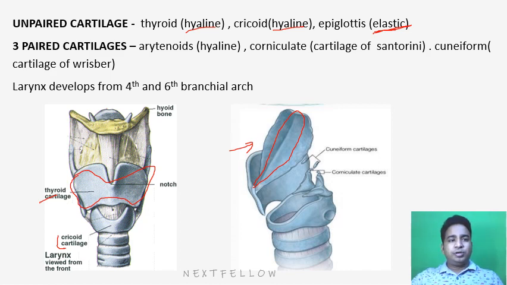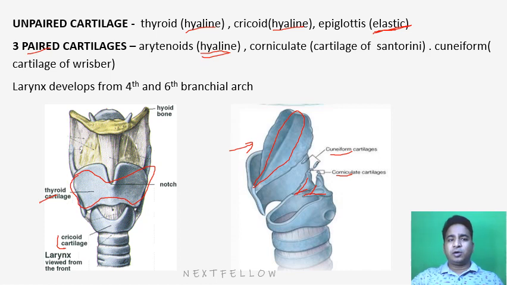Now, what are the three paired cartilages of the larynx? The first one is the arytenoid. As you can see, this is my arytenoid. So these are two in number. So the paired cartilages are the arytenoid cartilage, then comes the corniculate cartilage, and then comes the cuneiform cartilage. Out of which the cuneiform and the corniculate are also elastic cartilage, whereas the arytenoid is hyaline cartilage.